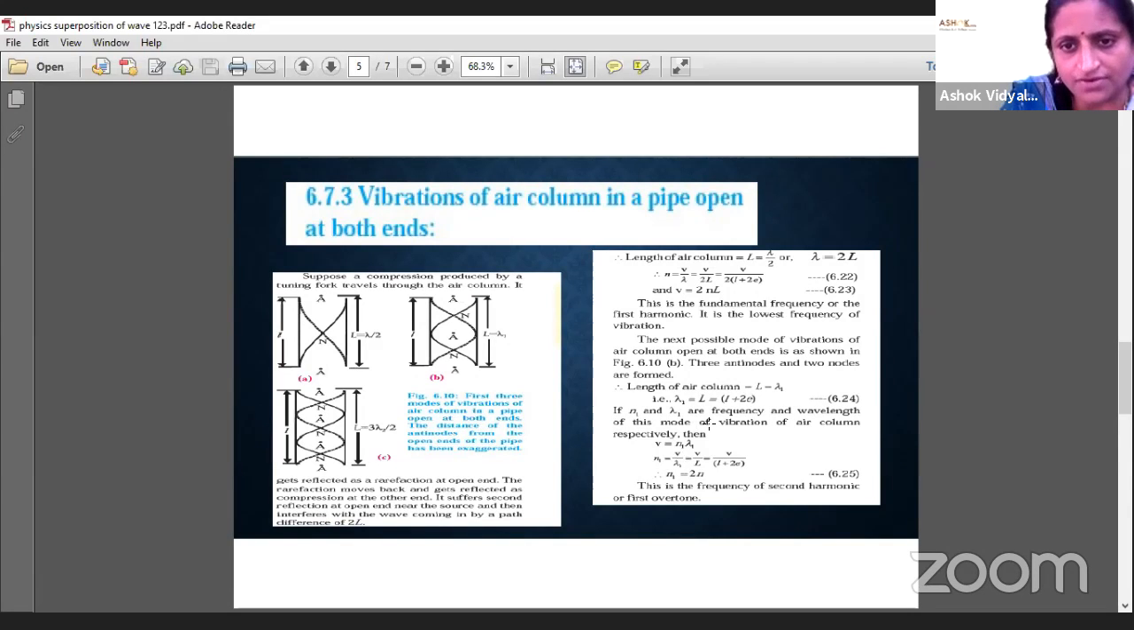If N1 and lambda 1 are the frequency and the wavelength of this mode of vibration of air column respectively, then V is equal to N1 lambda 1. Therefore, N1 is equal to V upon lambda 1, that is V upon L plus 2E. The equation becomes N1 is equal to 2N. This is the frequency of the second harmonic or the first overtone.